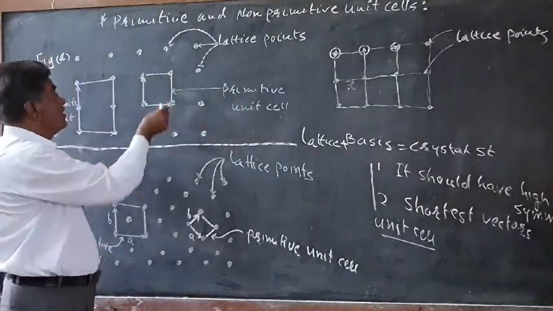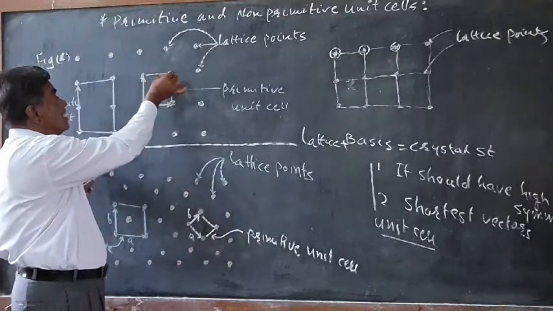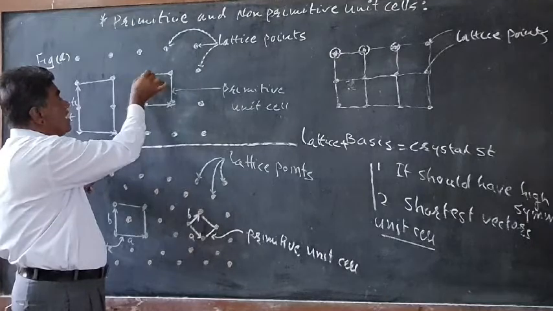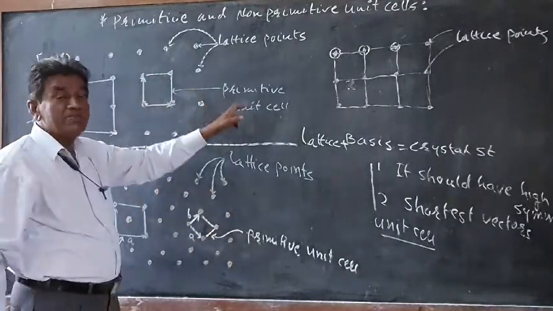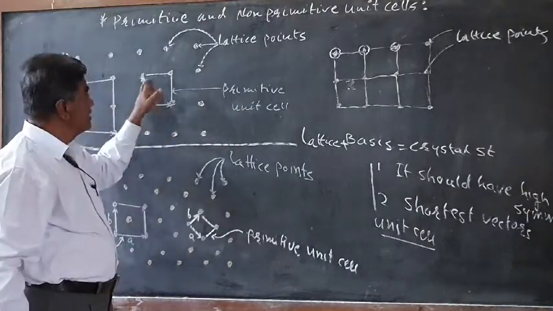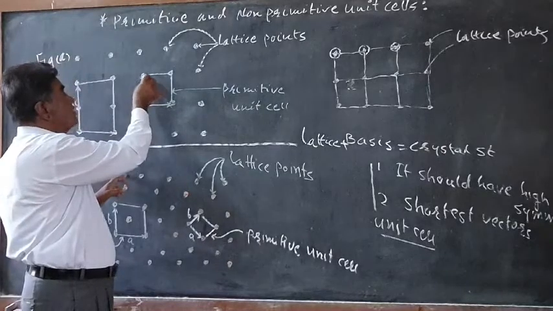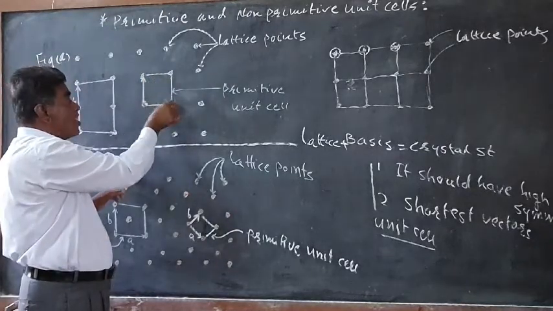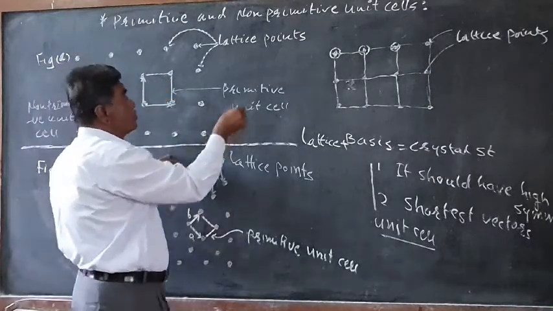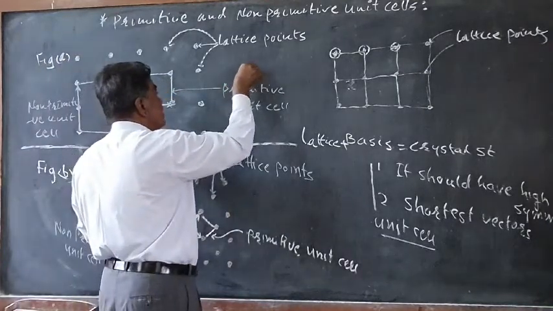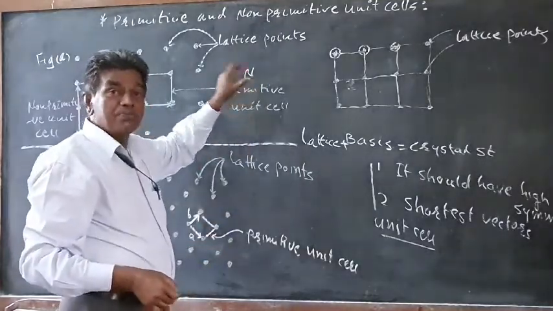So in this figure here, these are the lattice points at the corners of the unit cell, and there are only lattice points. Such a unit cell is known as what here? The primitive unit cell. In such a primitive cell, it is found that the contribution of all the lattice points per unit cell is always equal to n, where n represents the number of lattice points per unit cell.